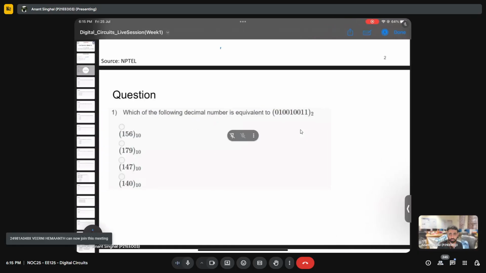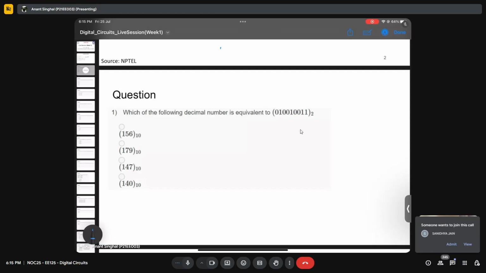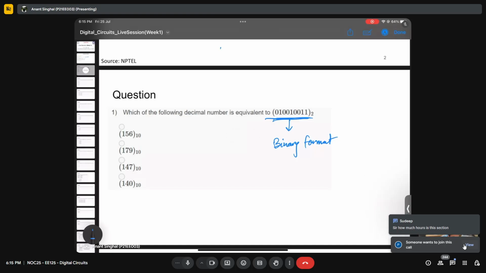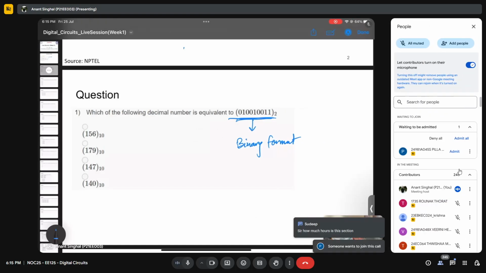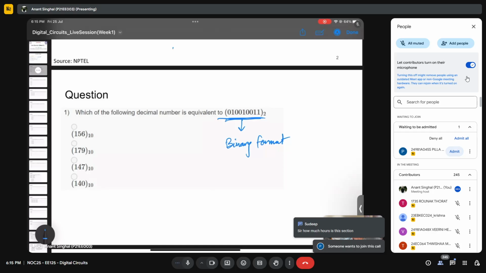So the first problem is: which of the following decimal numbers is equivalent to this particular number. This is nothing but a binary format, right? I hope you have already covered the initial content. Every week we'll be having 2 hours for each and every section.